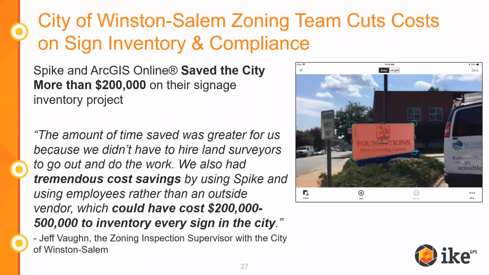But what they did was they took Spike and they used Esri and they went out and inventoried all the signs. And they did this over a period of time. Of course, it took longer than having a third-party contractor, but they estimated it saved them over $200,000 to $500,000 in inventory costs, because they used 4 Spikes, 4 tablets, 4 personnel, went out and did different sections of the city over a period of time, were able to collect this information, tie it to a parcel, but then also have a photo verifiable record.